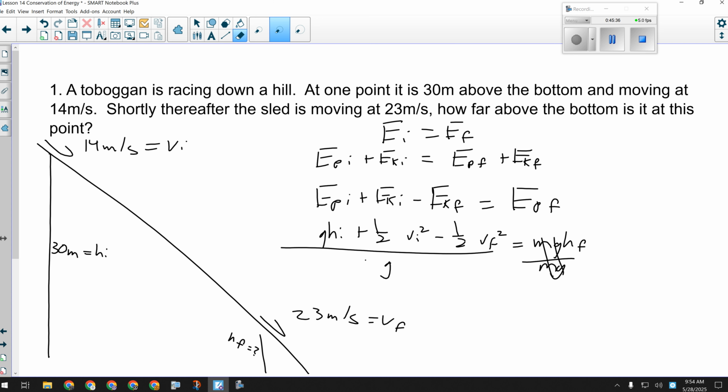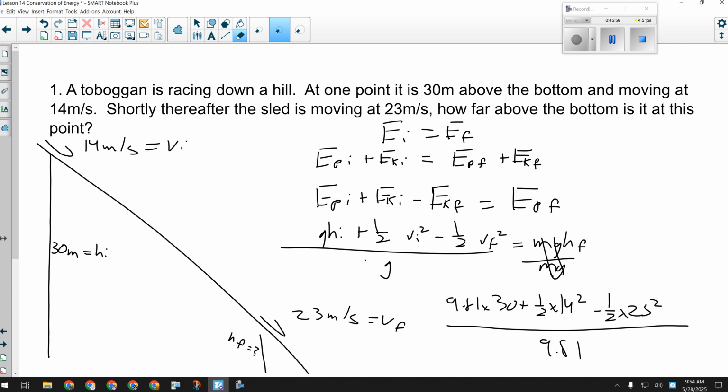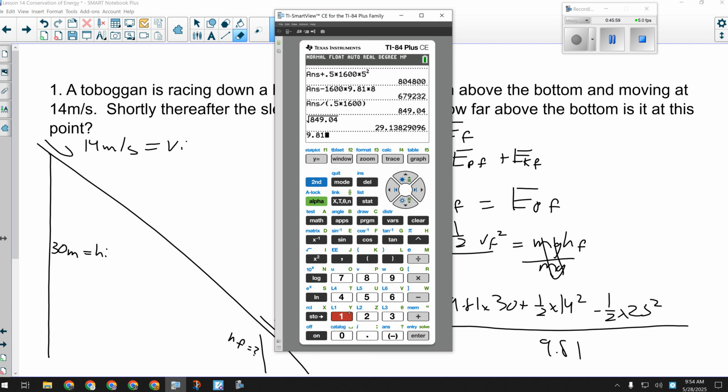All right, so we're going to plug in our numbers here. So we'll have 9.81 times 30, okay, plus 1/2 times 14 squared, okay, minus 1/2 times 23 squared, divided by now just g, 9.81. Okay, so 9.81 times 30 plus 0.5 times 14 squared minus 0.5 times 23 squared divided by 9.81. Okay, so final height is 13 meters, 13.0 meters.